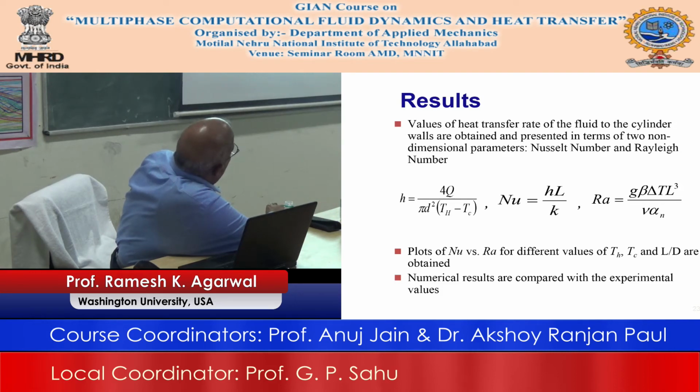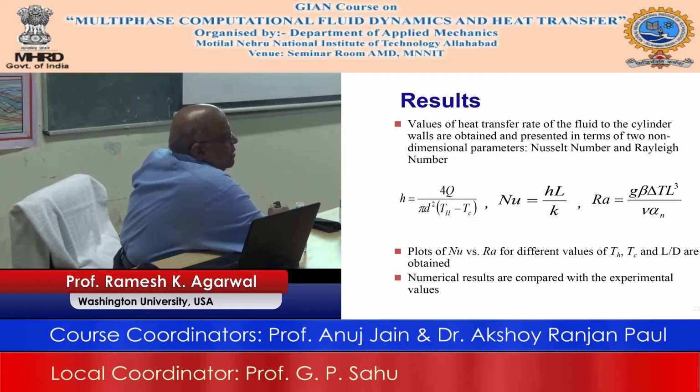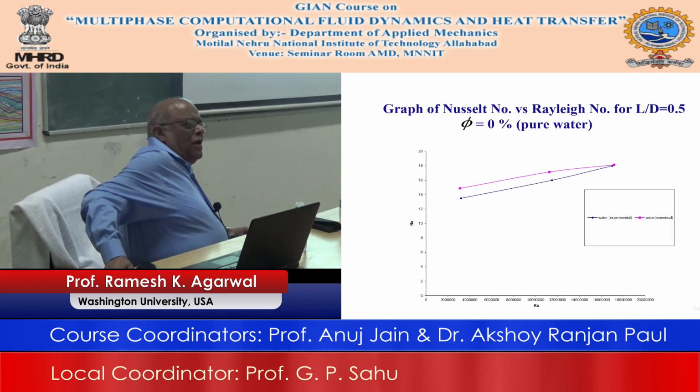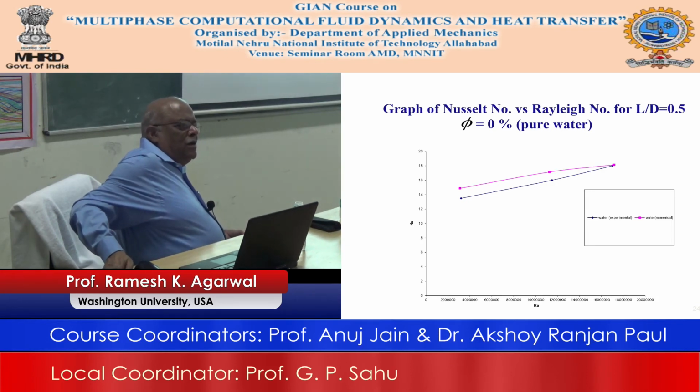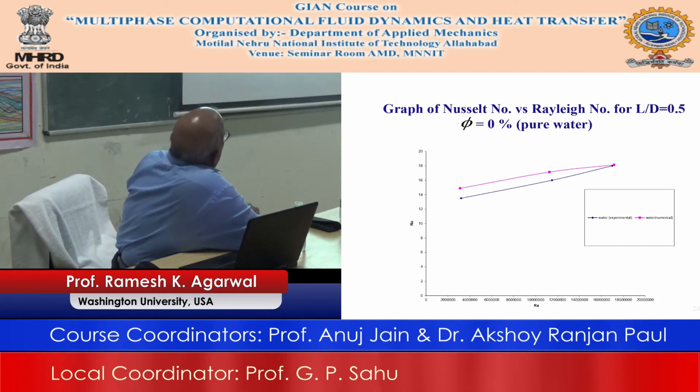And so we will plot this Nusselt number versus Rayleigh number for different temperature differences and different length to diameter ratio of the pipe. So this is what you get, and I am telling you that the experiment was done by us, and the calculations were done by mesh independence, second order accurate scheme, and so on. So what you see here is Nusselt number, and the Rayleigh number of course is always very large.